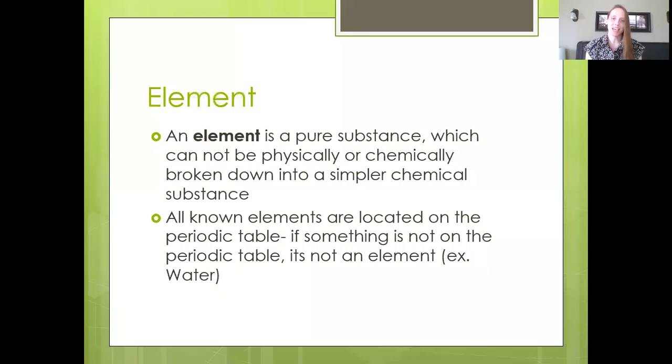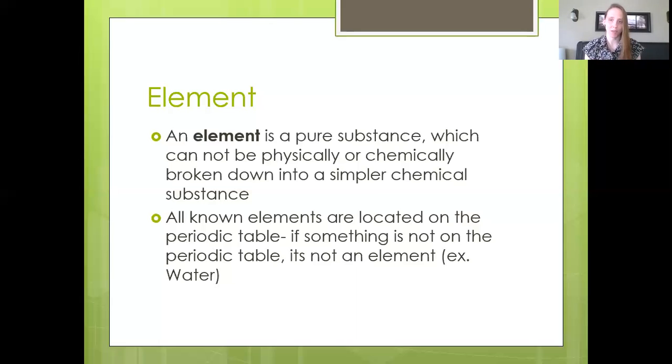So an element is a pure substance which cannot be physically or chemically broken down into simpler chemical substances. The only way to break down an element is through nuclear reactions, not chemical reactions, and you certainly can't just cut one apart. All the elements that we know of are located on the periodic table, though the one hanging in my classroom doesn't have all of them because it's old and we have discovered new elements since then. Scientists are definitely still working on it and new elements are still being discovered.